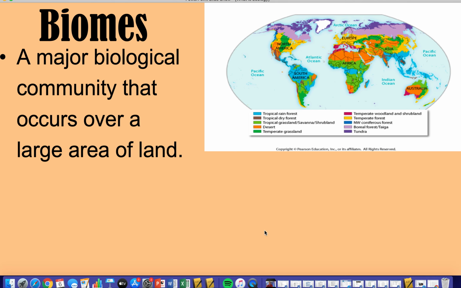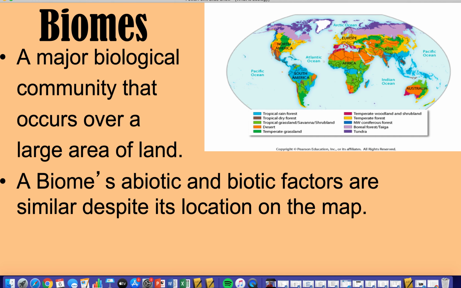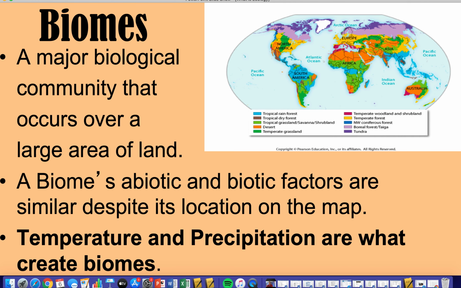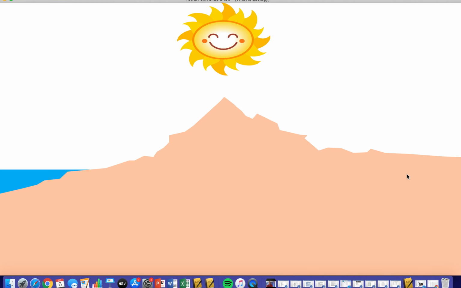So, what is a biome? Well, a biome is a biological community over a large area that allows us to look at some similarities and differences between the living and non-living things that are there. The two factors that create these biomes, and this is important to know when I ask what affects a biome, are the temperature and the precipitation. So how warm or cold it is, and how much rain it is going to get. That's going to affect and determine what biome we are in.